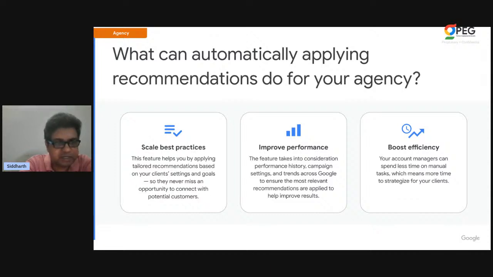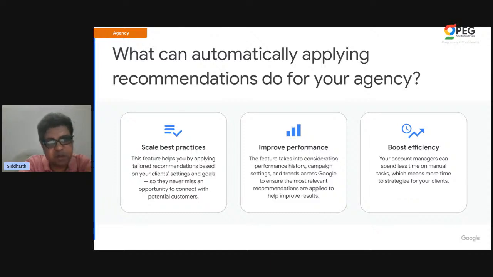Now, there are certain ways in which auto apply recommendations can help you. First of all, you will be able to scale your best practices, because now you can apply these recommendations at an MCC level as well, right? At the same time, it will help you improve your performance, because these features, as I told you, take into consideration millions of signals, right? And they are also helping you in real time. That means when your accounts are participating in auctions, auto apply recommendations are helping you in the back end to make informed decisions, right?